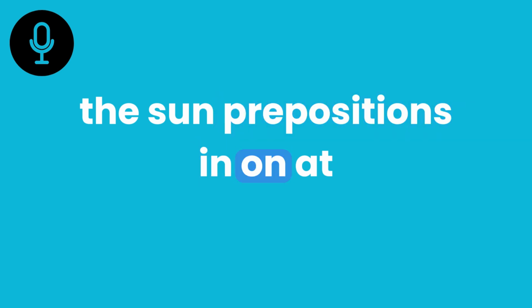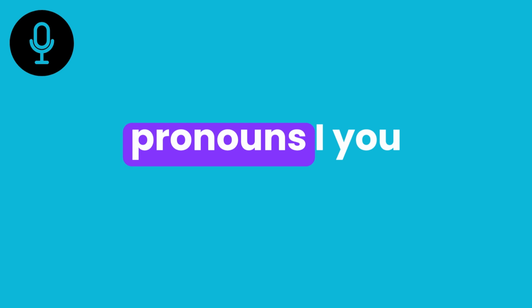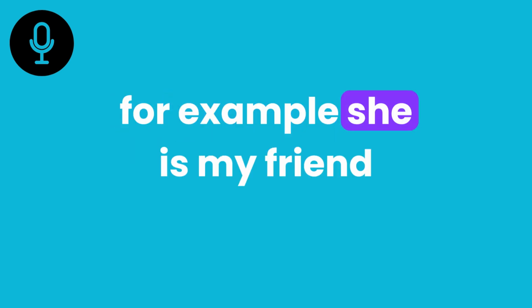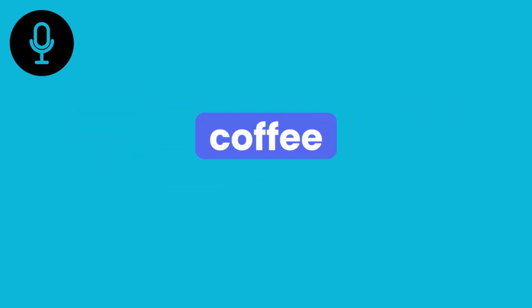Prepositions: in, on, at, by, etc. For example, I am in the room. Pronouns: I, you, he, she, it, we, they. For example, she is my friend. Conjunctions: and, but, or, because, etc. For example, I like tea and coffee.